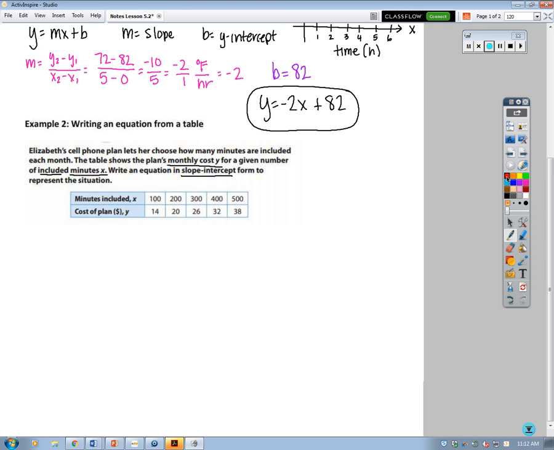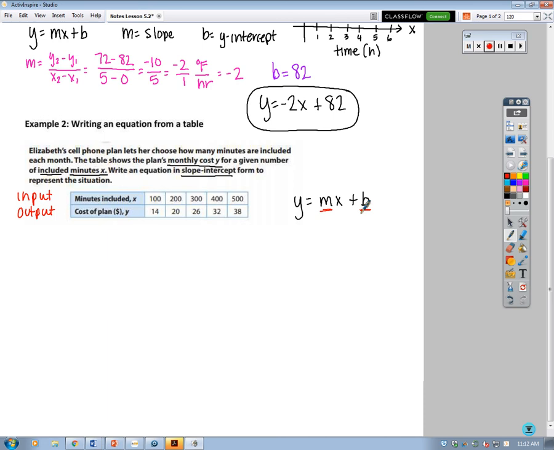So once again, we are given our X and Y, right? X is going to be our input, and Y would be our output. So we put in a number of minutes included, and that gives us the cost of the plan, in addition to if there's maybe a starting value, right? So we need to find, for our equation, y equals mx plus b. So we need to determine our slope and our y-intercept.